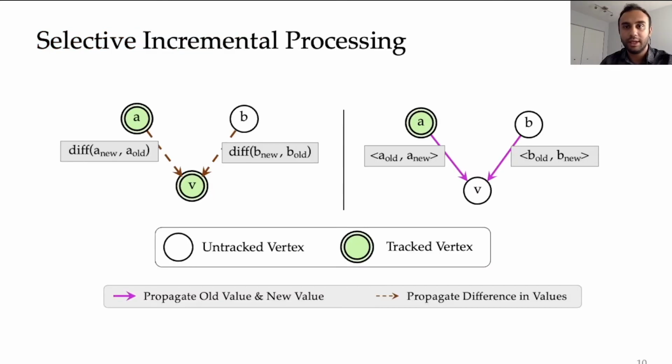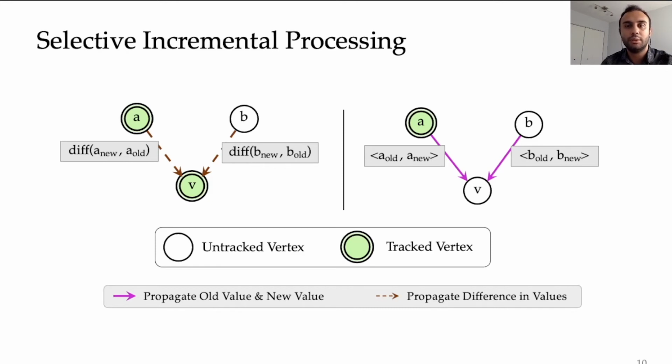Okay, so the next main challenge is how to perform incremental computation using only the partial intermediate state. For this, we develop a selective incremental processing technique. Basically, our strategy captures the nuances of the interaction between vertices with intermediate states and those without intermediate states to make sure that the vertices in the latter set correctly participate in incremental computation.